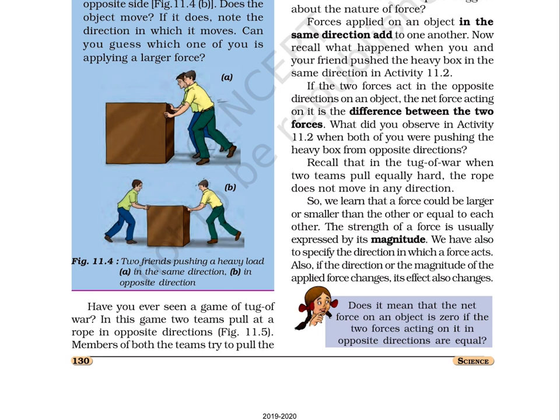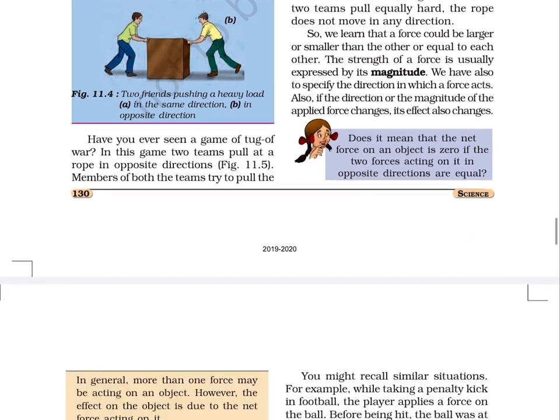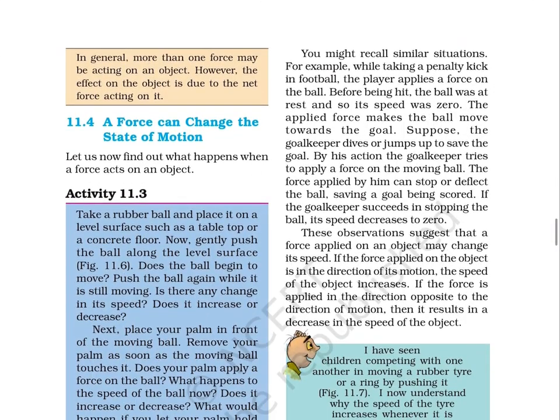The strength of a force is usually expressed by its magnitude. We have also to specify the direction in which a force acts. Also, if the direction or the magnitude of the applied force changes, its effect also changes. Paheli asks, does it mean that the net force on an object is zero if the two forces acting on it in opposite directions are equal? Page 131. In general, more than one force may be acting on an object. However, the effect on the object is due to the net force acting on it.